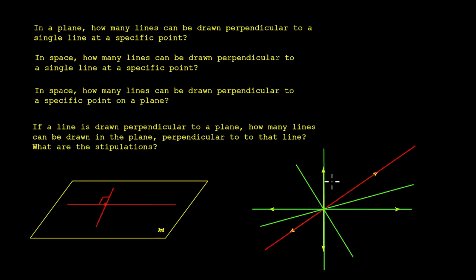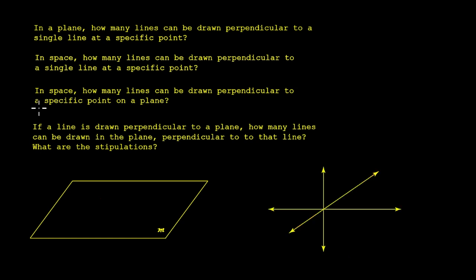Remember, these green lines are all in the XY plane. This red line is perpendicular to the XY plane. All of these green lines are perpendicular to the red line. So then in space, an infinite number of lines can be drawn perpendicular to a specific line at a specific point.